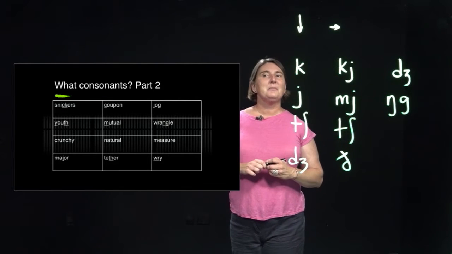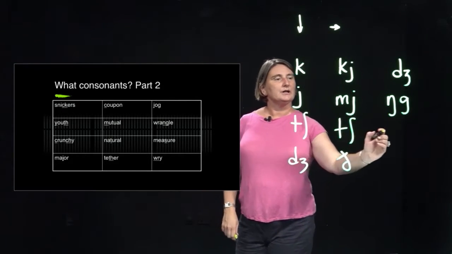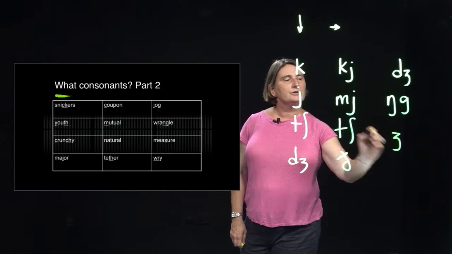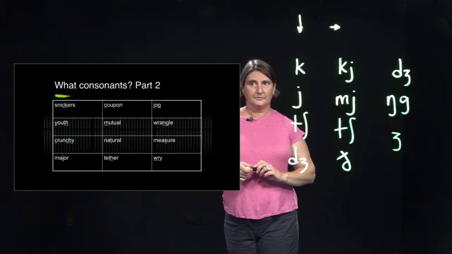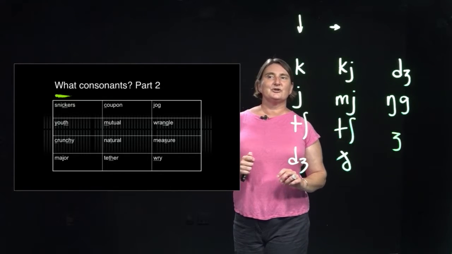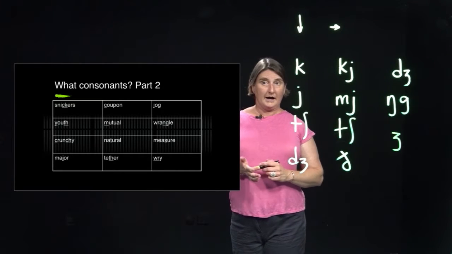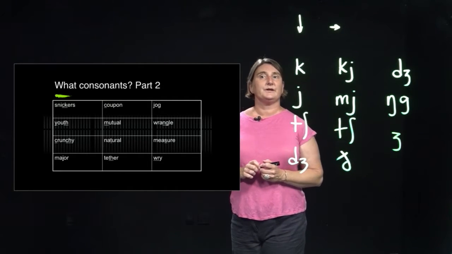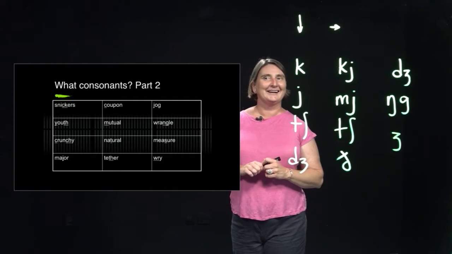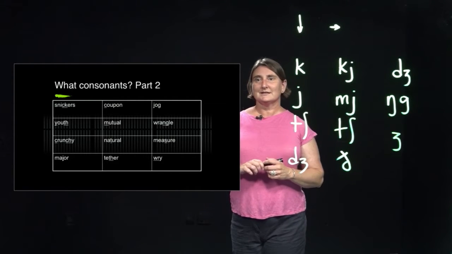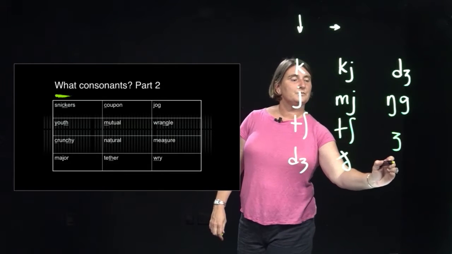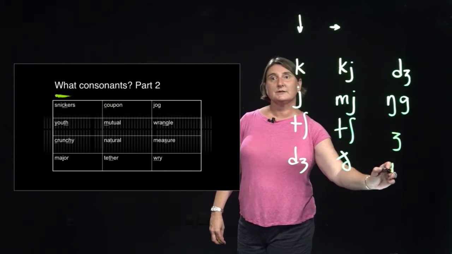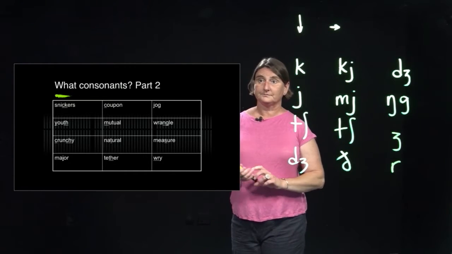Okay, next one, measure, measure. So that's like Asia or leisure. So we use our j there. And our last one's kind of a trick, rye. So there's a W written there, but in fact, nobody says a W. So the beginning of rye would simply be an R.